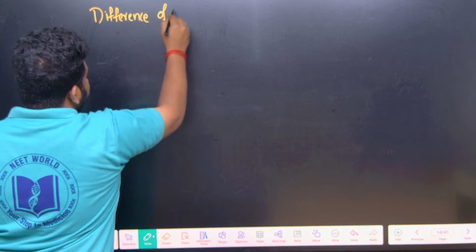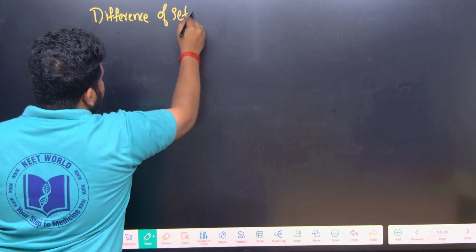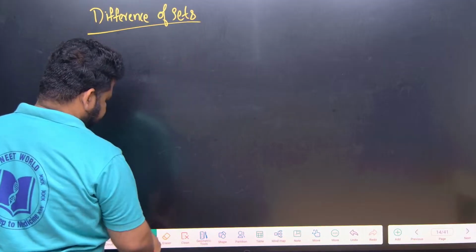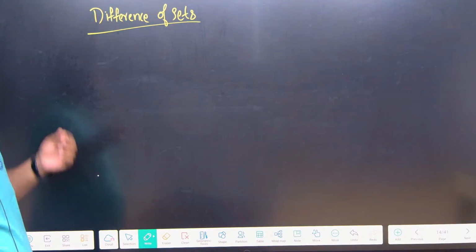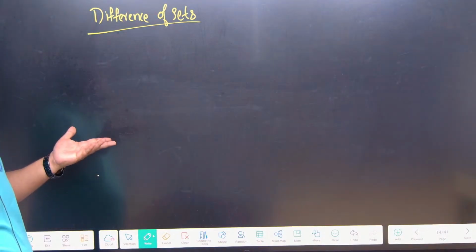Difference of sets. Difference of sets you must know definitely. So here, difference of sets. What do you mean by this? That is nothing but, two sets A and B are given, the difference of sets means A minus B, that is what you will find out.